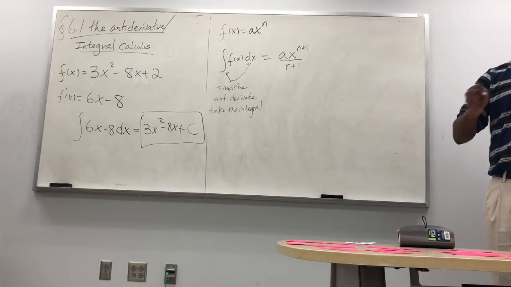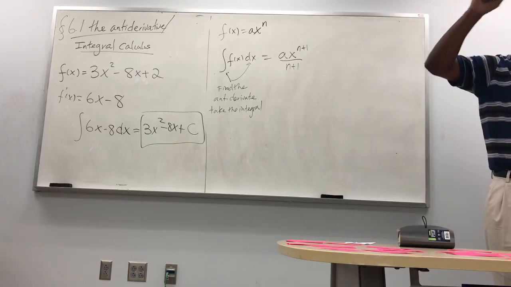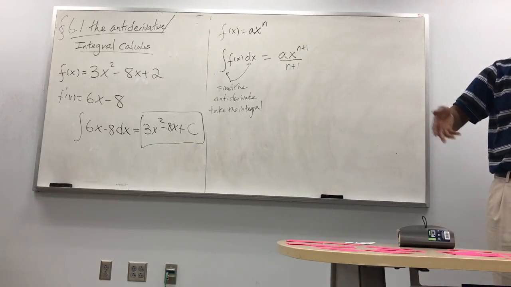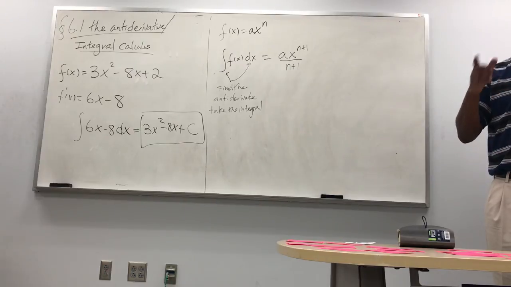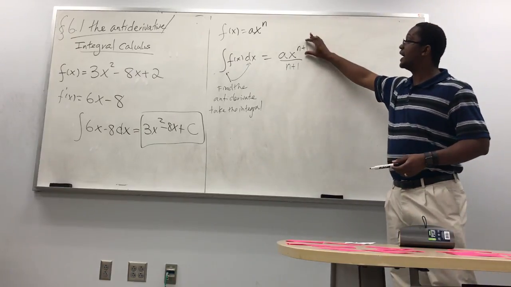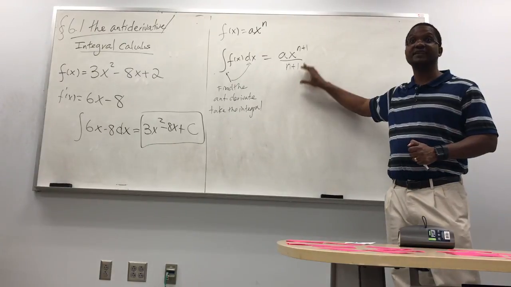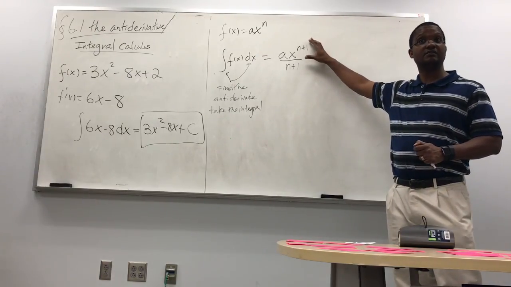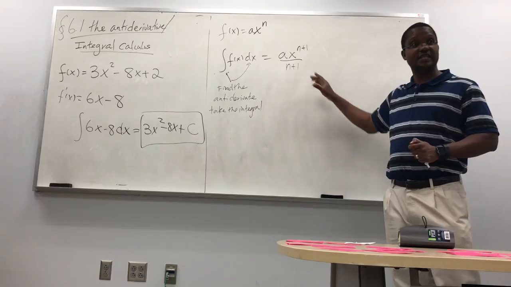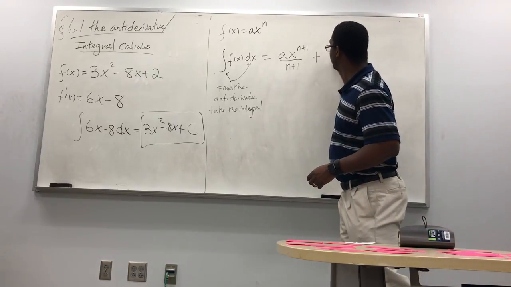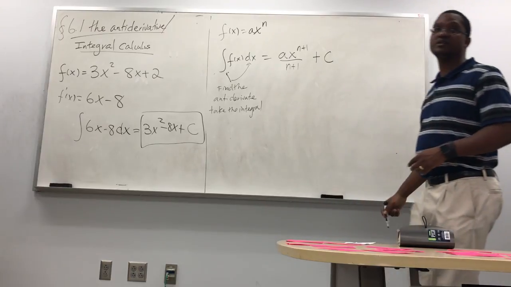What's the derivative? The derivative is a two-step process, right? Multiply by the power and then subtract 1. The antiderivative, which is the reverse of that, will be to add 1 to the power and then divide. Make sense? It's the opposite. And of course, I have to then add the unknown constant.